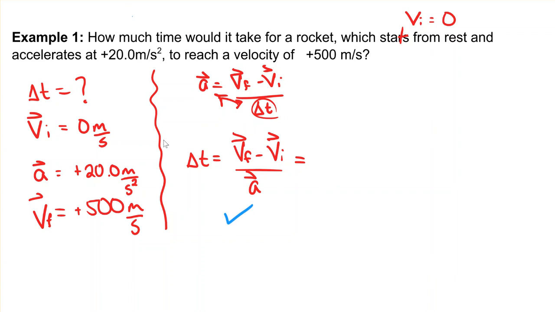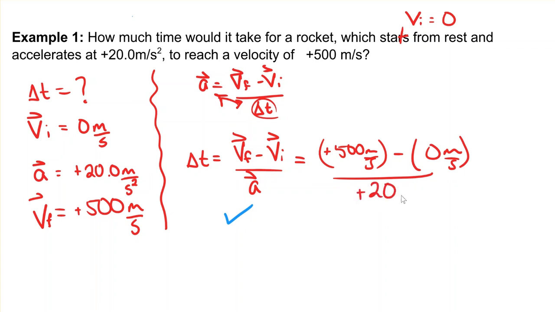Okay, let's plug in our information. VF is positive 500 meters per second. Minus, what was our initial velocity? 0? You gotta be kidding me. Our initial velocity was 0. That's going to make this so much easier. Divided by the rate of acceleration, positive 20 meters per second squared.